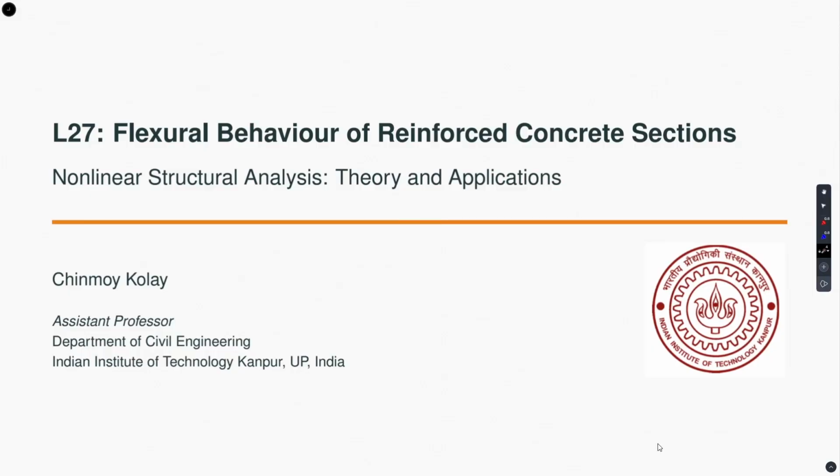Welcome to lecture number 27 of the course on nonlinear structural analysis, theory and applications. So, let us recall what we have done in this topic over the last few lectures. In the previous lectures, we looked at the flexural behavior of steel cross sections. We looked at the moment curvature response of rectangular as well as I sections.